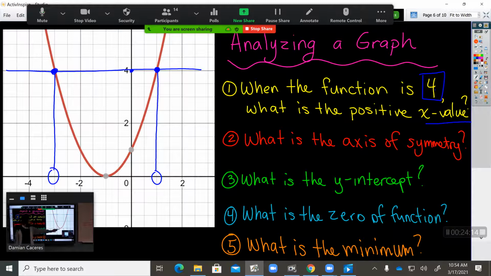So what's this value? Negative 3. What's this value? Positive 1. If they're asking for the positive value, which one are you going to put here? Positive 1. You with me? So that 1 relates to that 4.